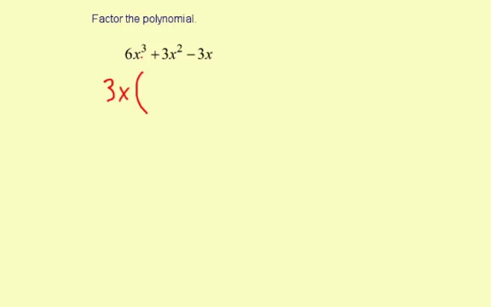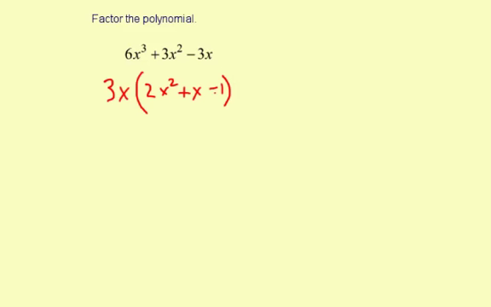And what's left goes inside parentheses. 3x times what makes 6x to the third? Well, 3 times 2 makes 6, so 2 goes here. x times x squared makes x to the third, so x squared goes here. And then 3x times what makes 3x squared? Well, 3 times 1 is 3. x times x makes x squared, so it's going to be a plus x. And then 3x times what makes negative 3x? That's a negative 1. Okay, so 3x comes out of the trinomial.